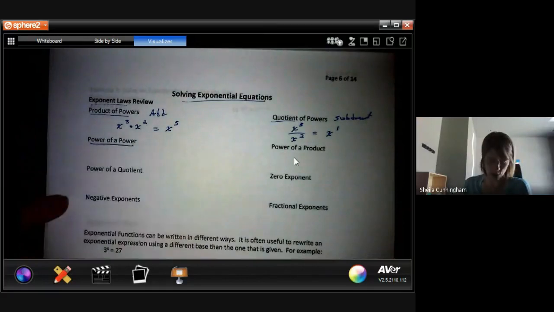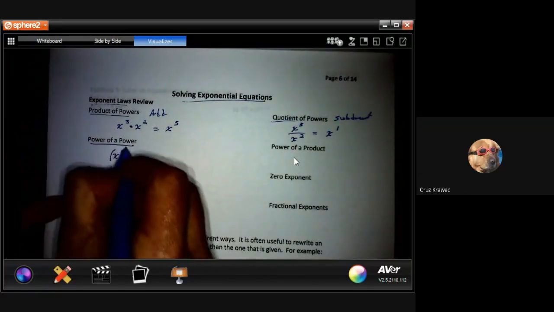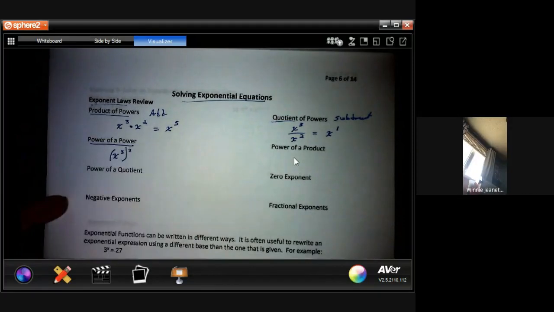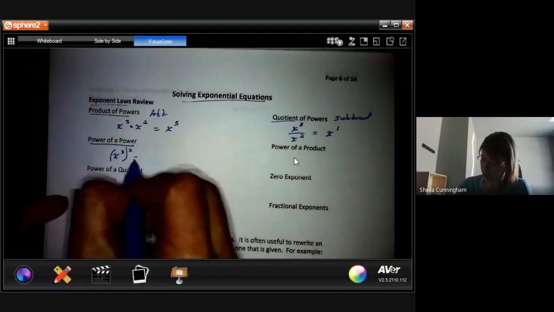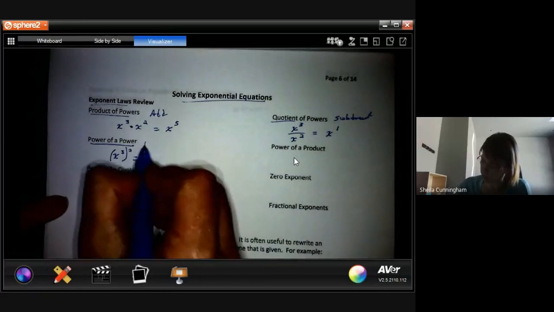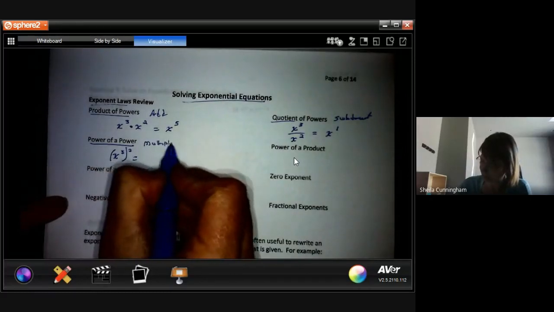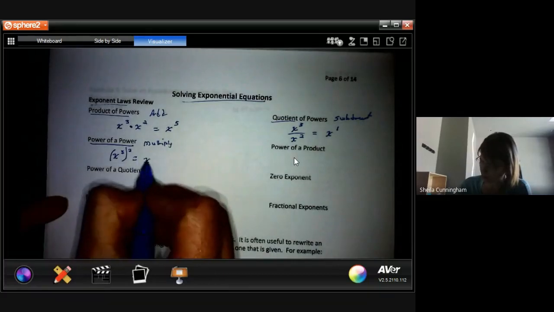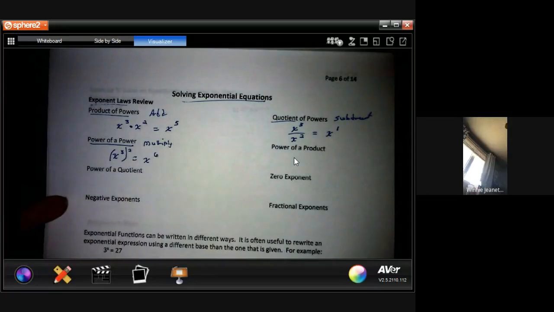Then the next one you would have seen is if I give you x to the power of 3, all to the power of 2. This is a power to a power rule. So what we end up doing with our exponents is we end up multiplying. In this instance, I'm going to have 3 times the 2, which is going to give me 6.